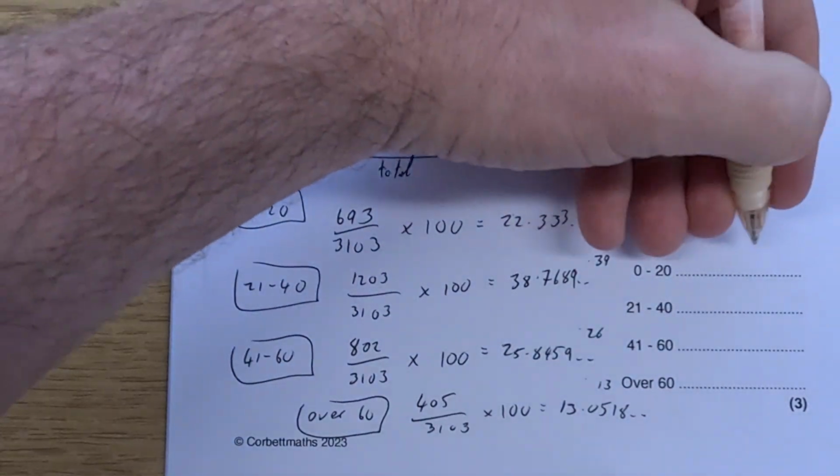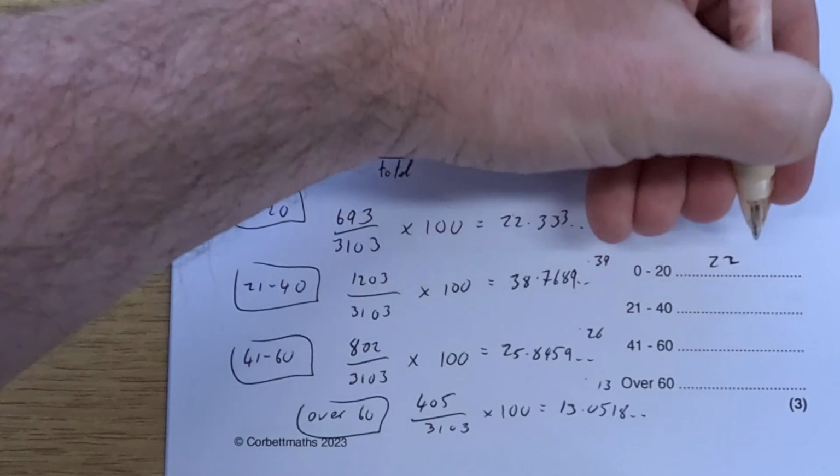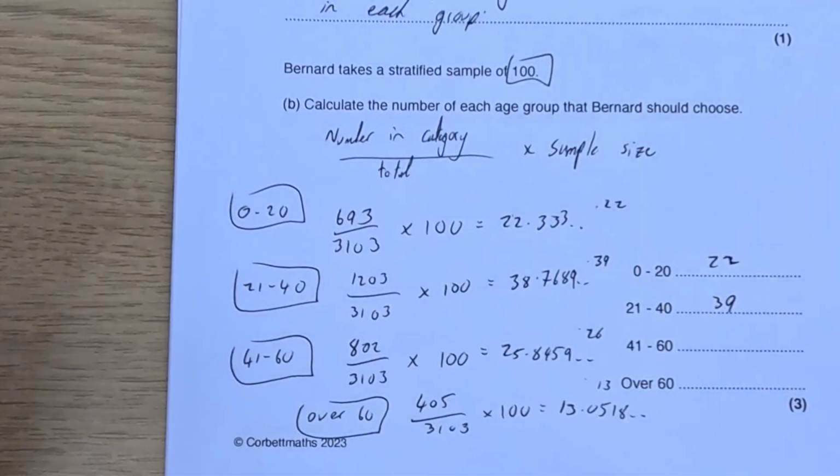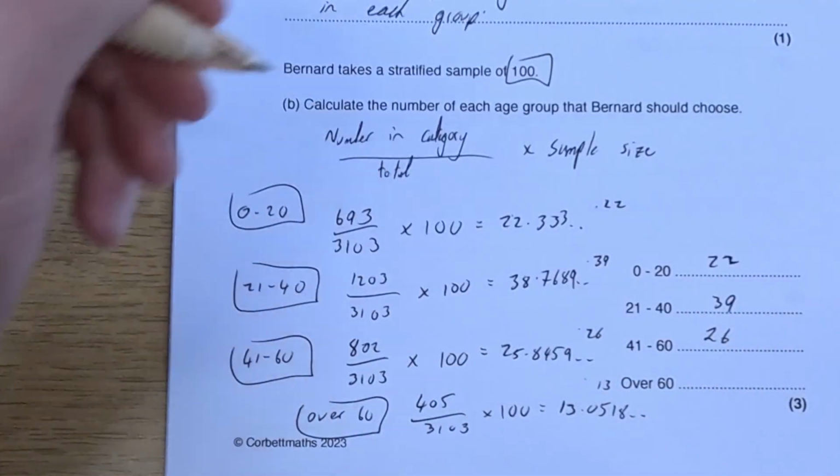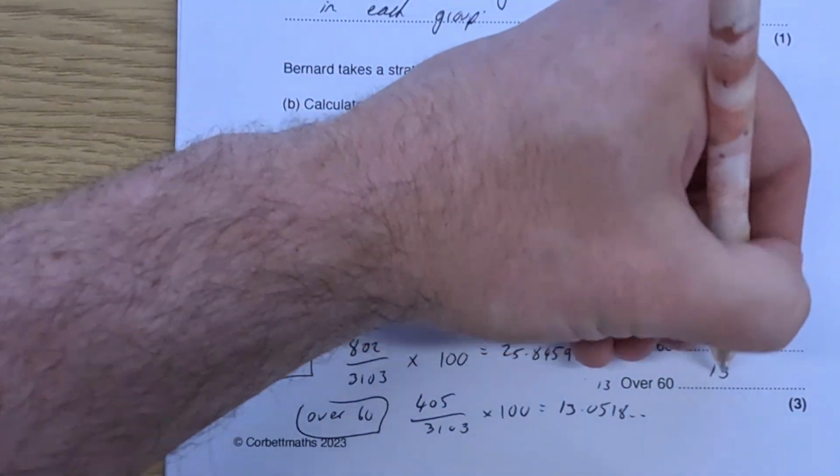So we're going to have 22, 0 to 20 year olds. We're going to have 39, 21 to 40 year olds. 26, 41 to 60 year olds, and 13 over 60-year-olds.